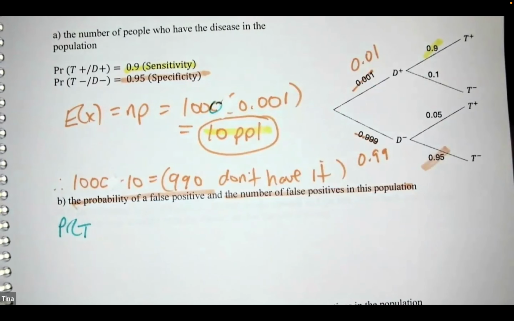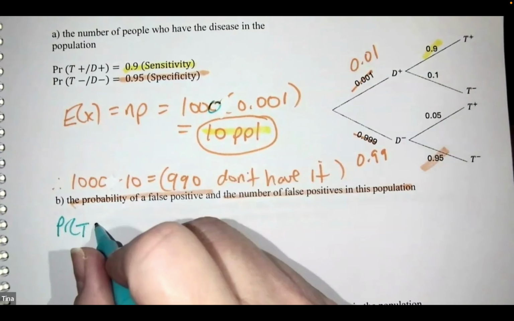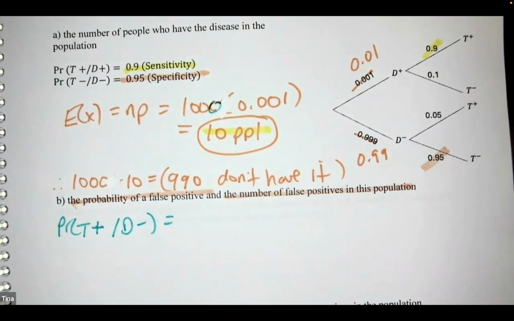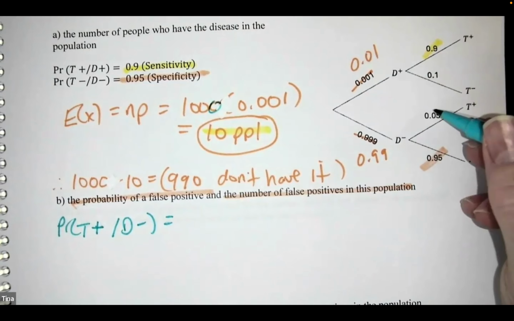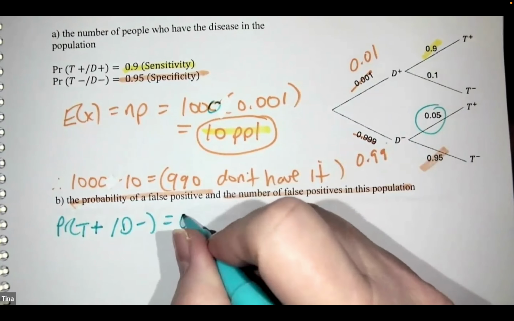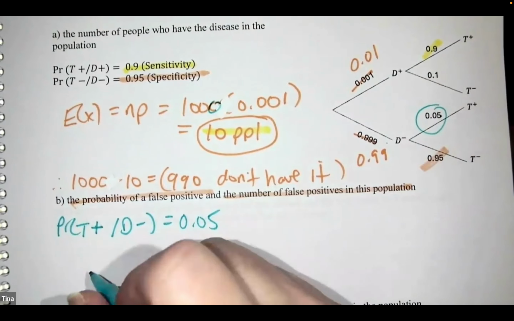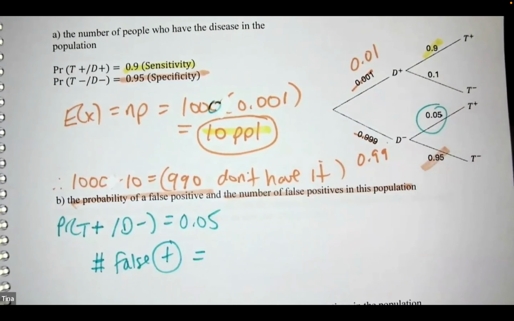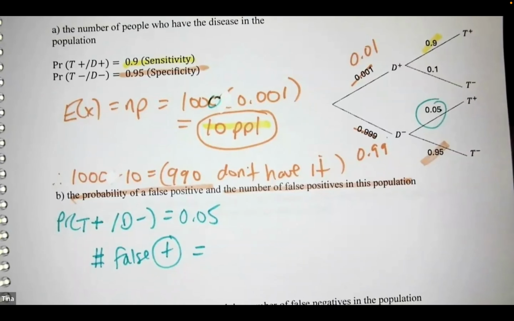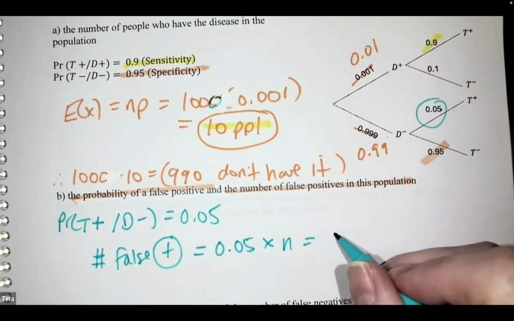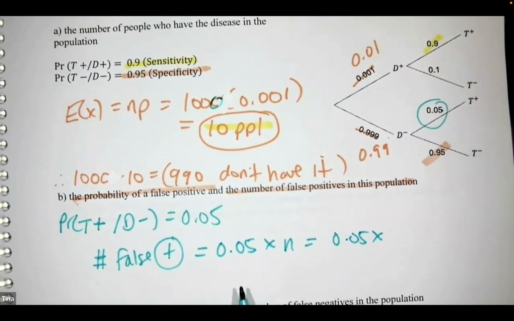Thanks. Okay, so the probability of a false positive, well, we would have to say that it tells us we have the disease, but we don't. So where is that on your picture? That would be right here, right? Test positive given don't have the disease. So 0.05. So how many people would have a false positive? Well, if we say there's 0.05 times 1,000 people, then that's 0.05 times 1,000.